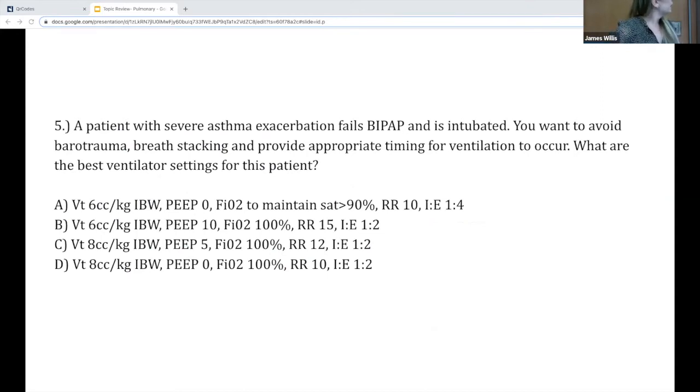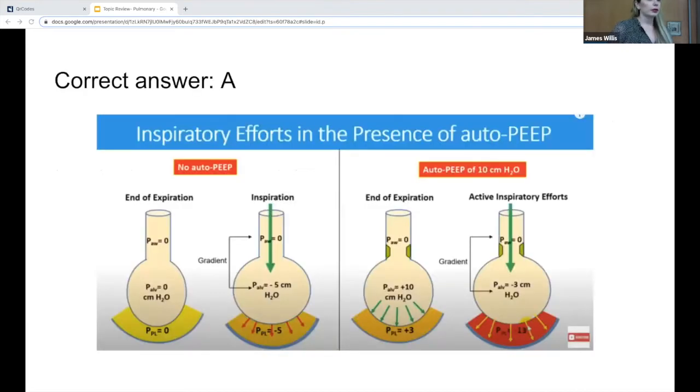Okay. You have a patient with severe asthma exacerbation, fails BiPAP, and is intubated. You want to avoid barotrauma, breath stacking, and provide appropriate timing for ventilation to occur. What vent settings would you want to put this patient on? Yeah, good. So you want to put them on the settings in choice A.